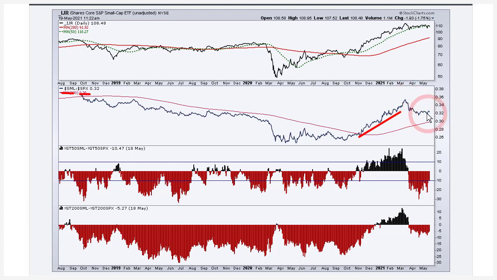So here we haven't gone anywhere for a month and a half or 2 months. And what happens after this is key. If we break out to the upside, that's going to favor small caps. If we break to the downside, that's going to favor large caps. But right now, given what I'm seeing on this relative breadth here, I would favor a break to the downside. And that would suggest that small caps are going to underperform a little bit longer.